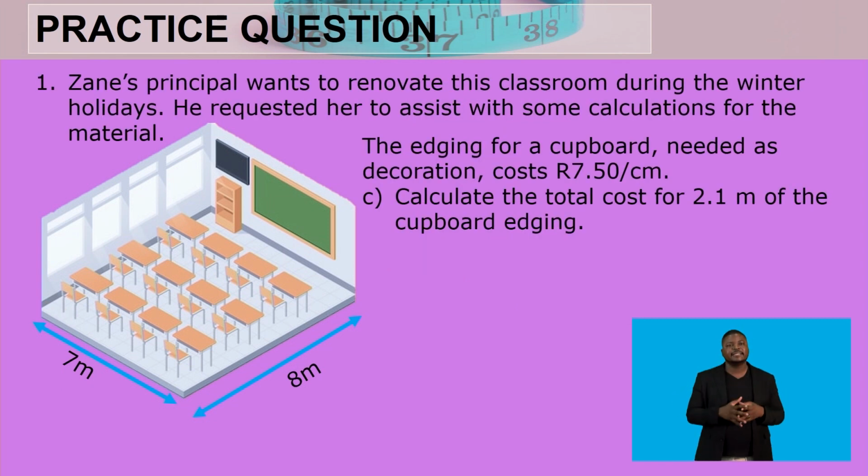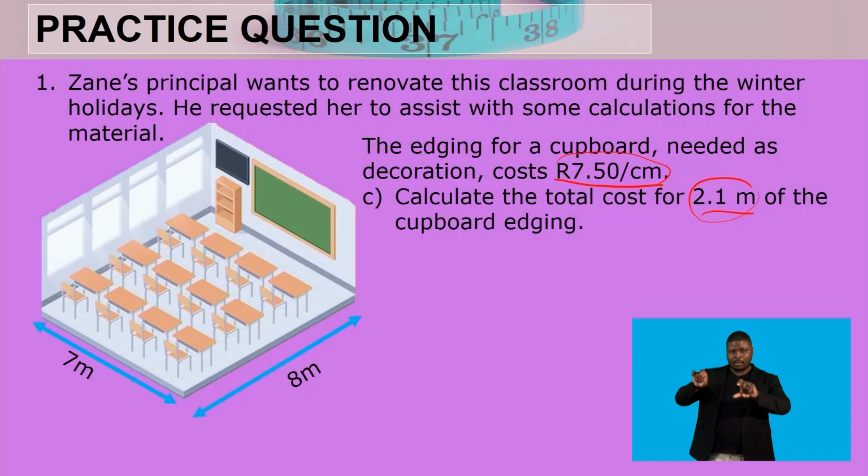Question C says the edging for cardboard needed for decoration costs R7.50 per centimeter. Calculate the total cost for 2.1 meters of the cardboard edging. So 2.1 meters, but the price is per centimeter. When you get to a store, you cannot say I need 2.1 meters while they are charging in centimeters. So you have to convert your cardboard edging to centimeters.